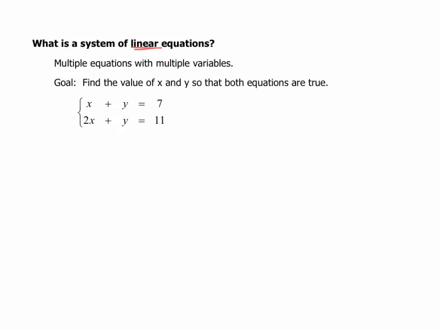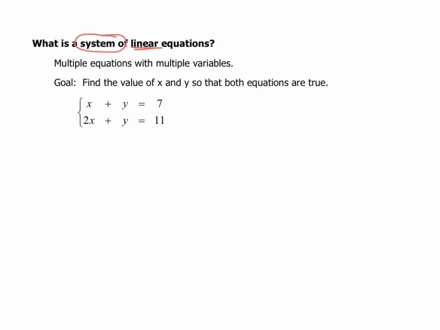First, we see that word linear, so we know we're not going to have any quadratic or any other type of equations. They're all going to represent lines. And the fact that it's a system of equations means that we have multiple equations. Now, typically, we're going to have things like maybe 2 variables and 2 equations, or maybe 3 variables and 3 equations.